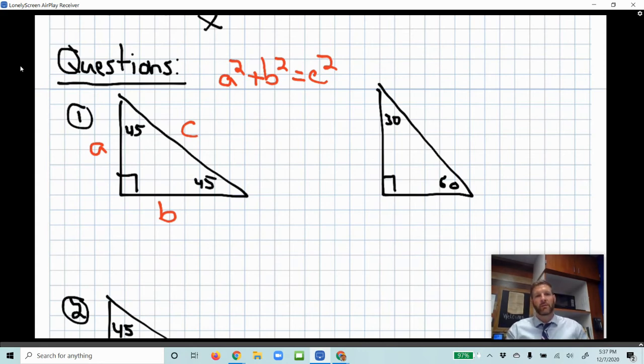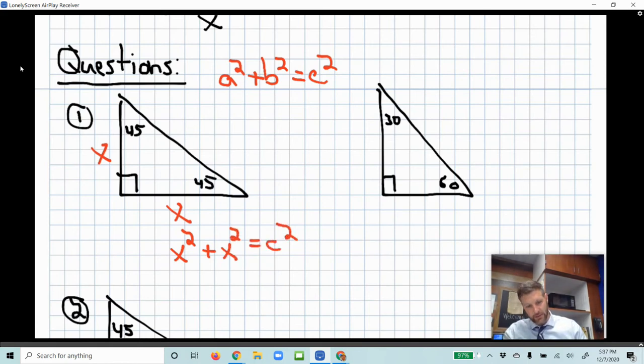Okay, and I just want to show you with one of these how using the Pythagorean theorem actually gives you the ratios that we've talked about. So for example, I'm going to change this right here, and let's just say that this is in fact x, and this is in fact x. Let's use the Pythagorean theorem and solve for the hypotenuse. And so that would be x squared plus x squared equals c squared. All right, so then that simplifies to 2x squared equals c squared.